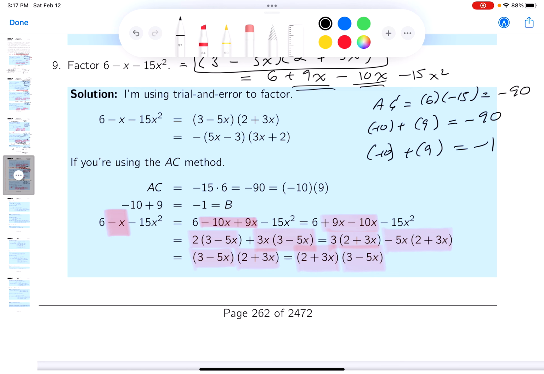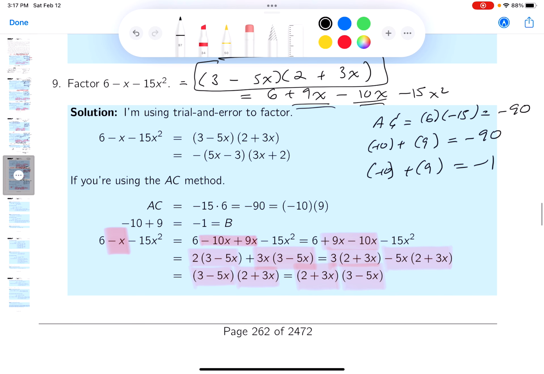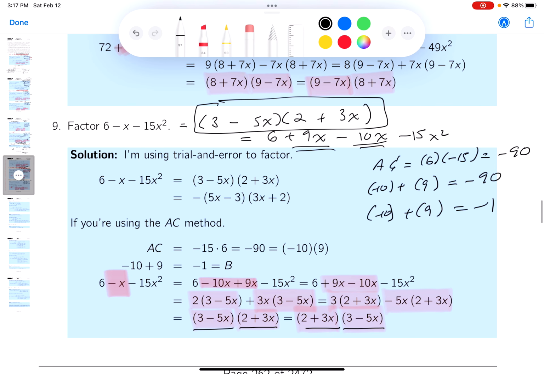Again, I can't say this enough times to you. You're always going to be left with these 2 factors, 3 minus 5x and 2 plus 3x. Again, we did it in the beginning: 3 minus 5x, 2 plus 3x.